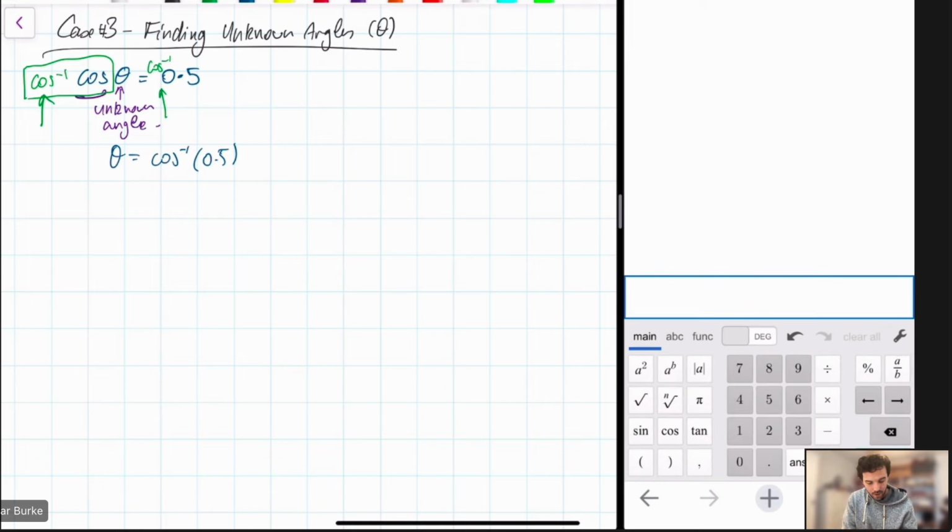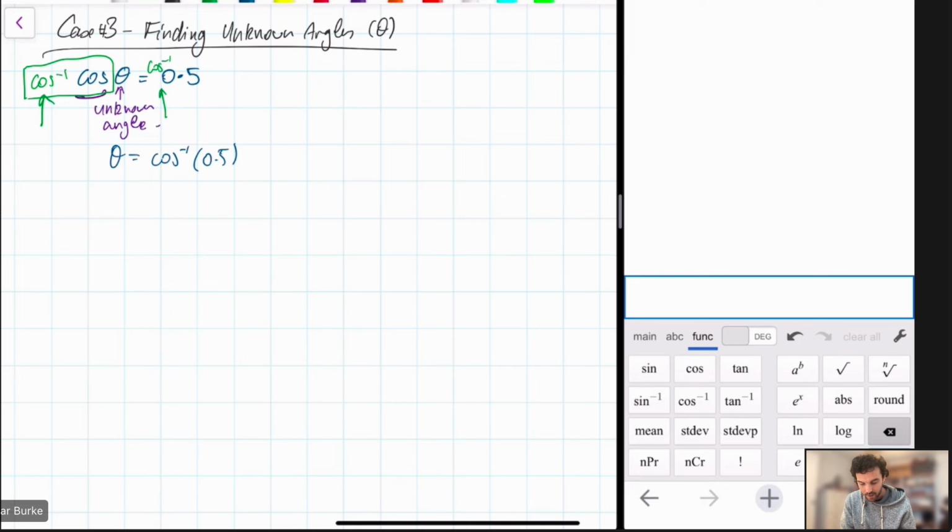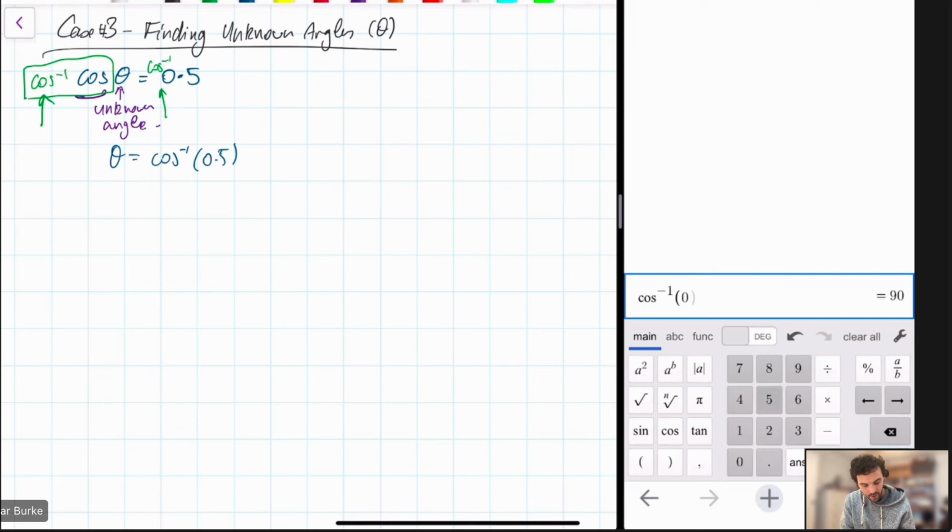So if I go function and then inverse cosine and then go back to 0.5, we can see that the angle was 60 degrees. It's absolutely amazing how this works, and we can practice a few more.